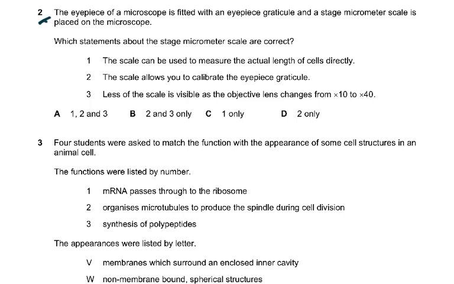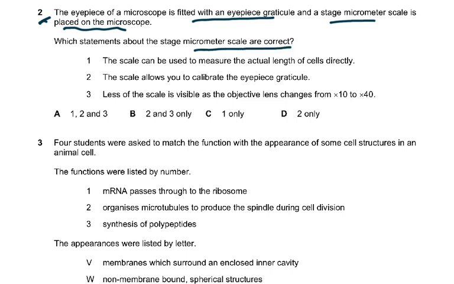And then coming to question number 2, the eyepiece of a microscope is fitted with eyepiece graticule and a stage micrometer scale is placed on the microscope. Well, that is, you only place it in order to calibrate it. And then you remove the stage micrometer, and then you can put a blood slide or a leaf slide or a stem slide and then measure the actual cells. So which statement for the stage micrometer scale are correct?